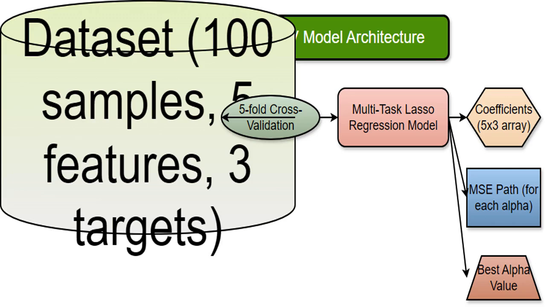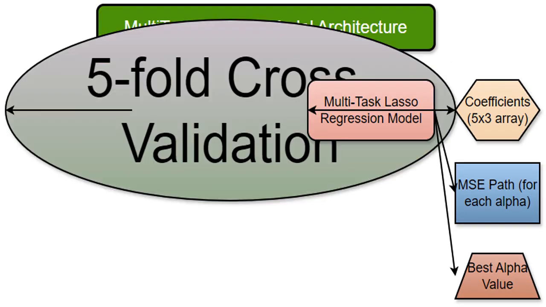I'm working with a dataset containing 100 samples. Each sample has 5 features, and we're trying to predict 3 different target variables simultaneously. Think of it like trying to predict a person's height, weight, and age all at once using 5 different characteristics about them. To make sure my model generalizes well to new data, I'm using 5-fold cross-validation.